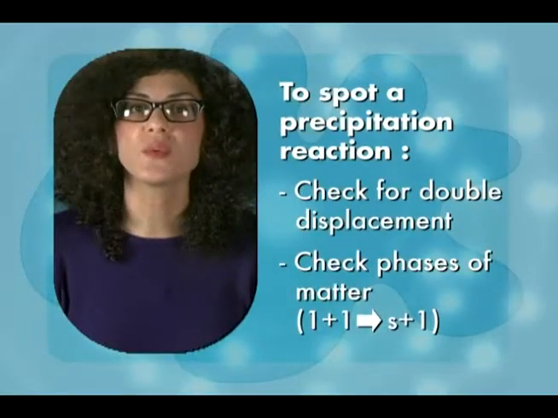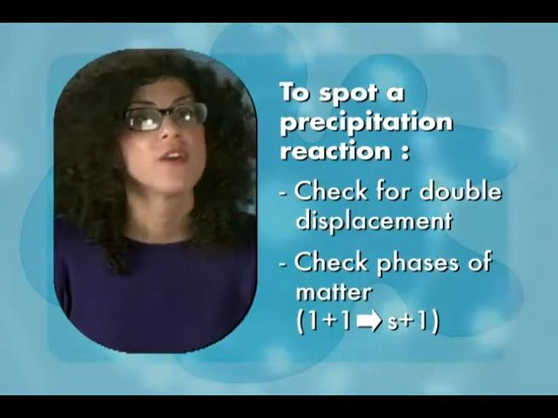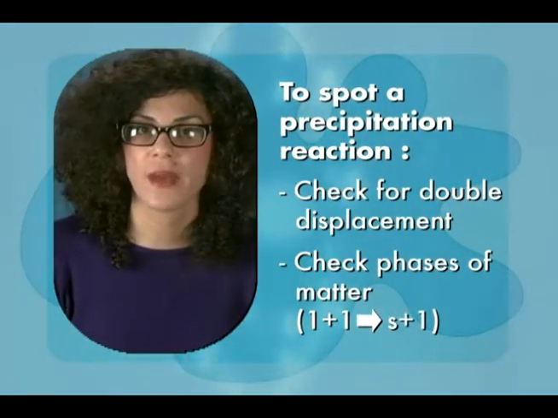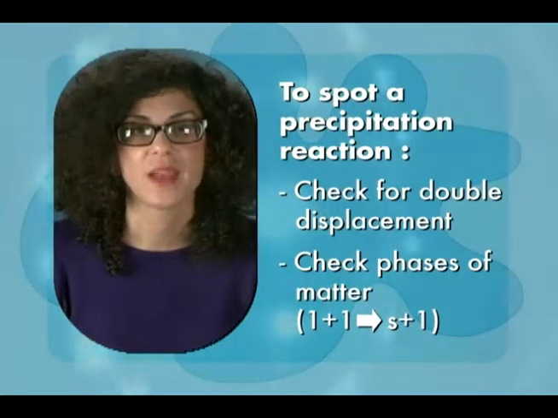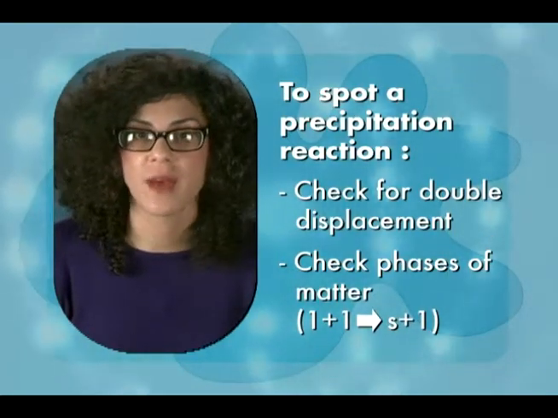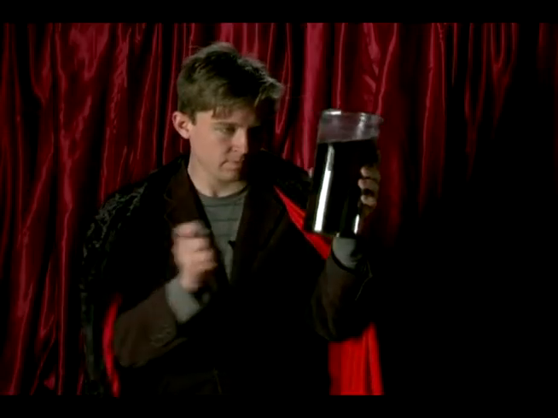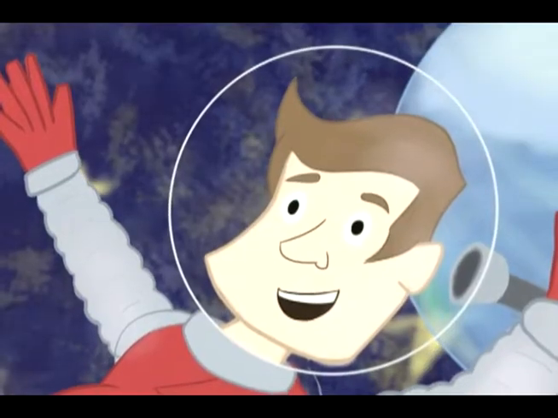There are actually two ways to spot a precipitation reaction. First, look for the double displacement format. If two ionic compounds rearrange themselves, you're on your way. Otherwise, check the phases of matter. If two liquids react to make a liquid and a solid, Houston, we have a precipitate.